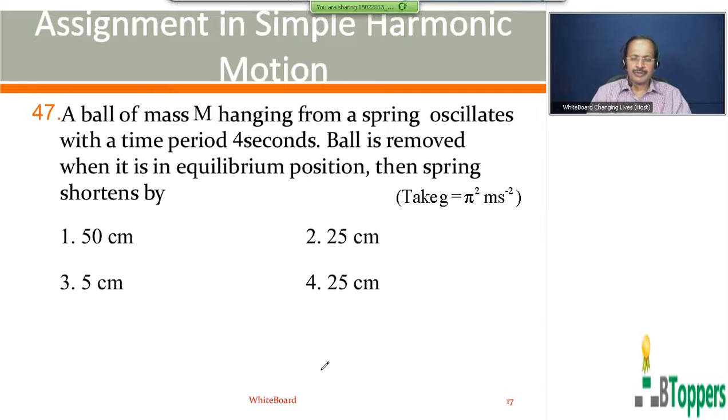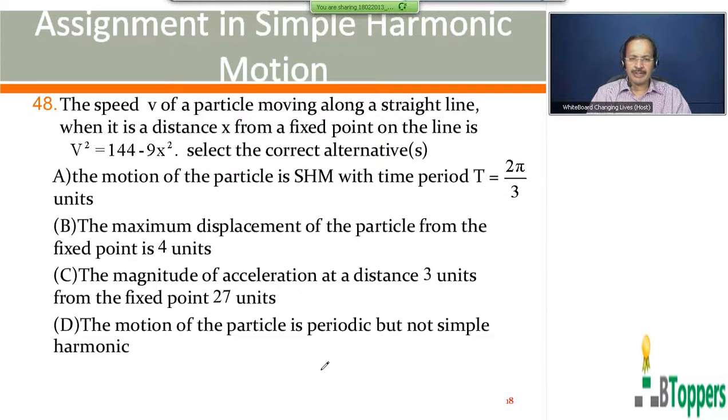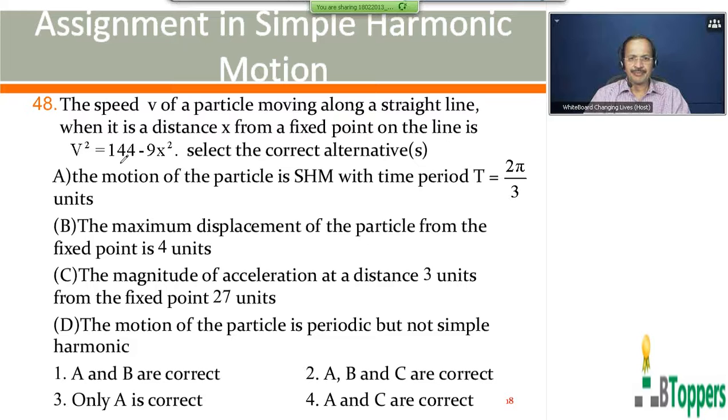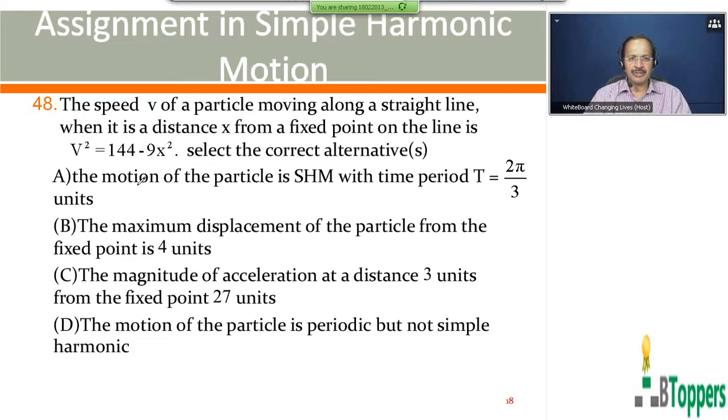So I am going to show you the next question on screen. Look at the question number 48. The speed v of a particle moving along a straight line when it is at a distance x from fixed point on the line is given by the equation v square equal to 144 minus 9x square. Select the correct alternative.